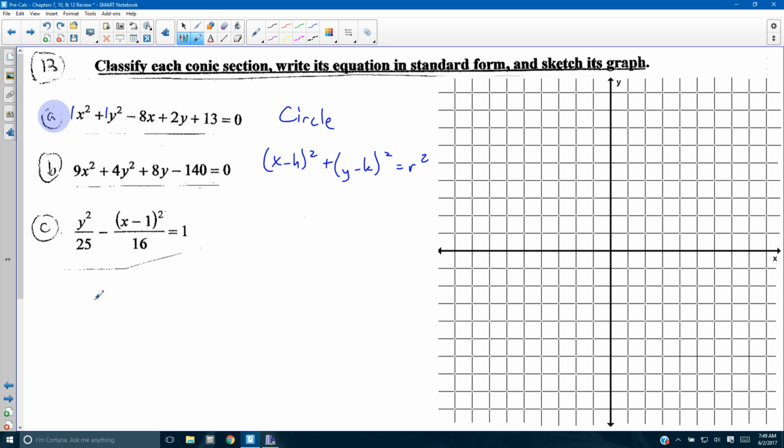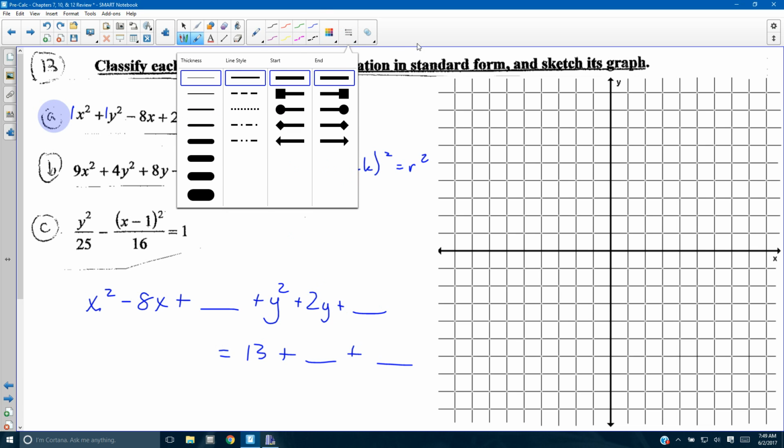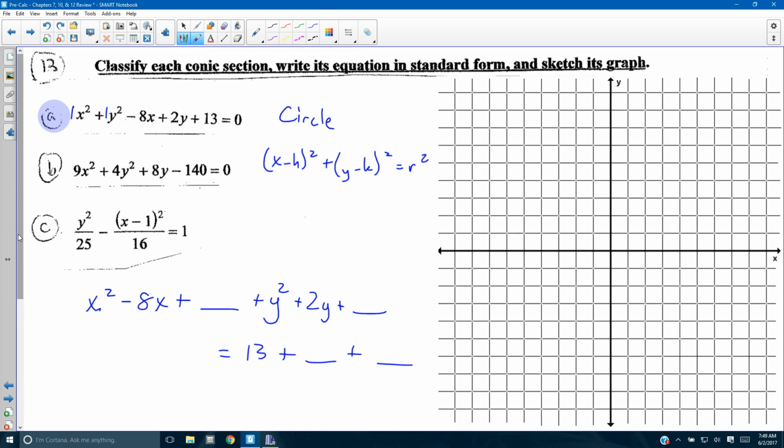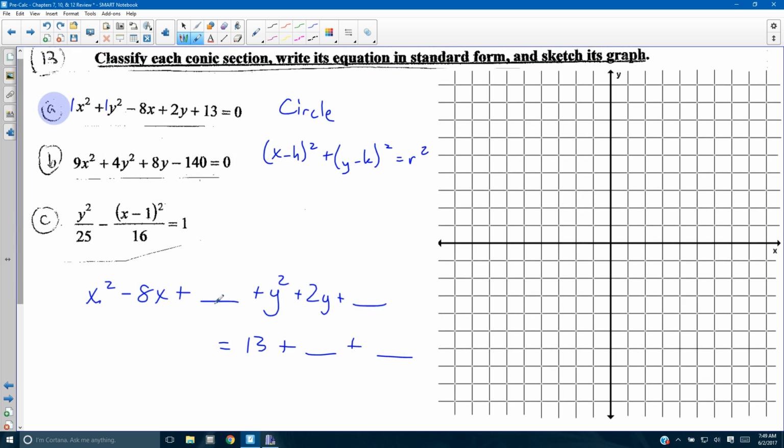Let's group the x's together here. X squared minus 8x, let's complete the square, plus blank. And then I got plus y squared plus 2y plus blank. This will equal 13 plus a blank plus a blank. Nothing else to multiply with those. Just complete these squares and keep working on. At this point I get to do a little more of a rushing mode now that we're kind of in the groove. Divide by 2 and square it, we get 16. This will be a 16. Divide by 2 and square it, we get 1. This will be a 1.